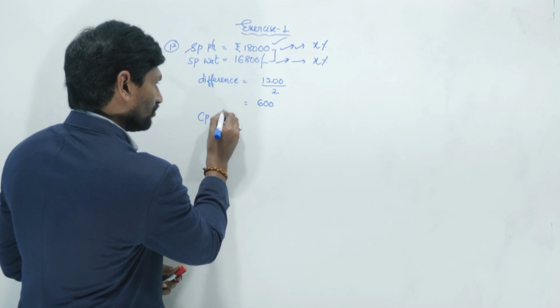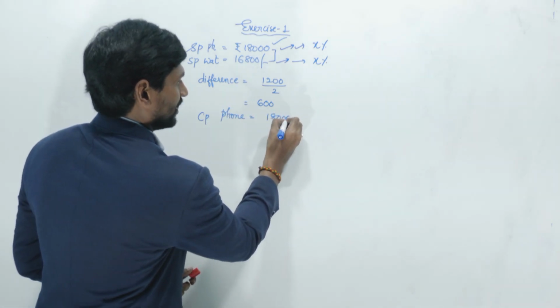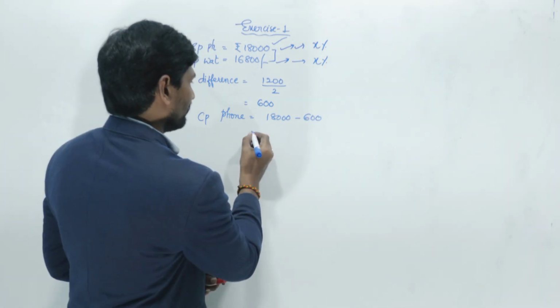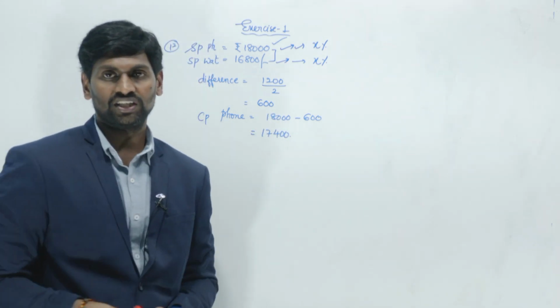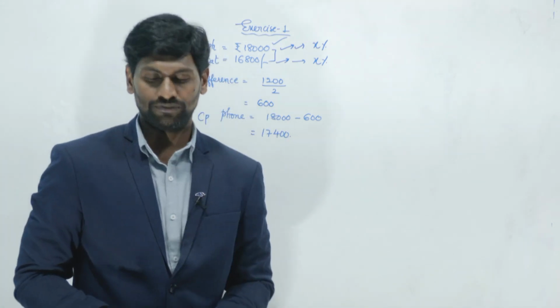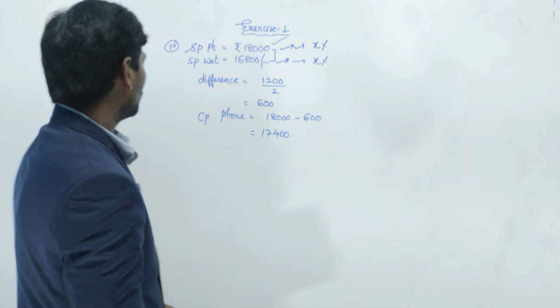So the cost price of the phone is 18,000 minus 600 rupees. Let us remove the 600 rupees. It will be 17,400. And here also 17,400 will be there. Let us go to problem number 13.